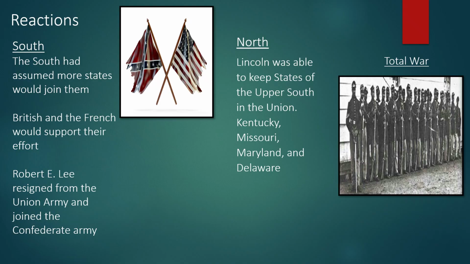So the North, their reaction is Lincoln is able to keep the states of the Upper South in the Union, Kentucky, Missouri, Maryland, and Delaware. For the United States, the Civil War is going to be this unprecedented mobilization. So it's going to be considered a total war. A total war is everything: manpower, materials, all part of society. And it involves every aspect of society. So the Civil War is going to be what's called a total war.